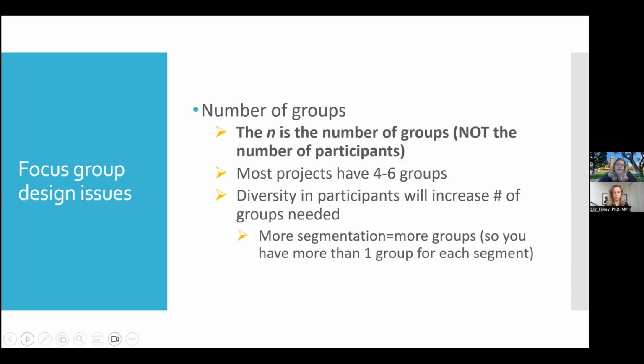I'd say most projects have about 4 to 6 groups, maybe a few less, maybe a few more. The more diverse your participants are, the more groups you will need, because you need more than one group within each segment of your overall sampling frame. So the more segmentation you have, the more groups you have to do. This is something that often comes up as a question: how do I decide how many groups? Well, it really depends on how homogeneous your sample is meant to be. And if there are comparative aspects to your research question, how does one group think about this versus another group, then you need to have enough focus groups with each of those segments to be able to even begin to compare.